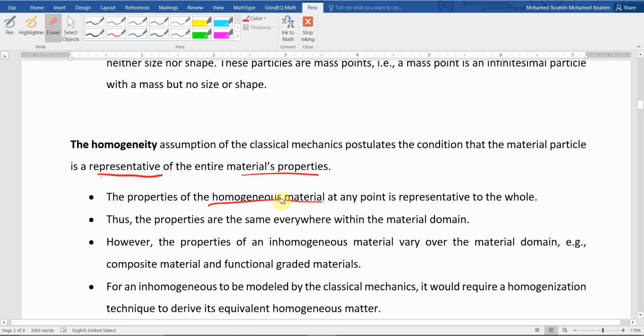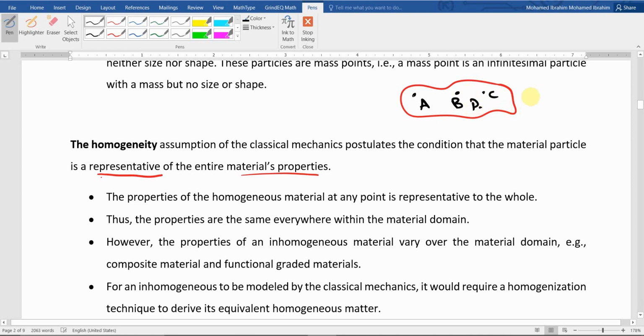It means that the properties of the material are the same. We're going to say that the properties are the same everywhere within the material domain. Let us assume that you have a material like this one, and you try to measure its mechanical properties at this point or that point, like point A and point B. You will find that the properties at point A are the same as at point B, at point C, everywhere.